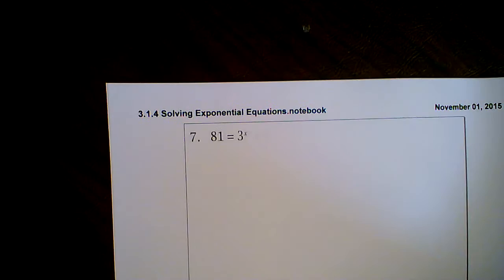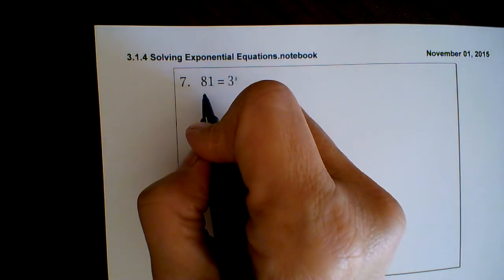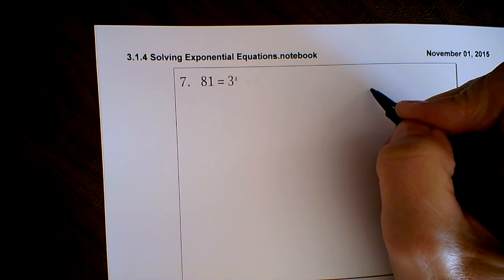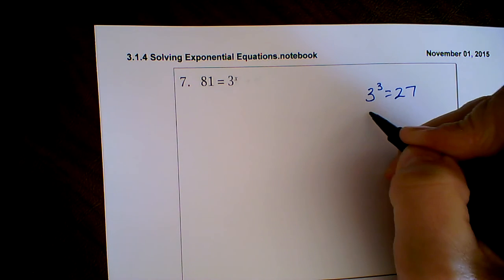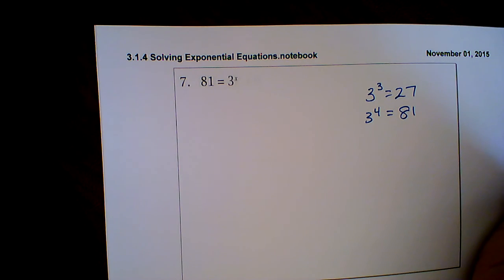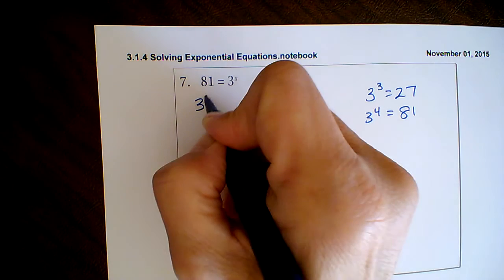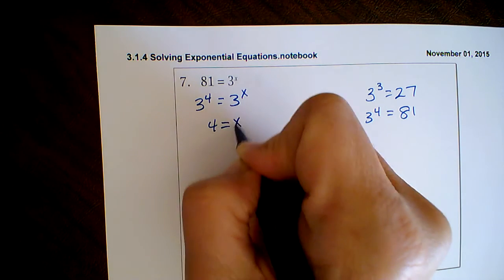Number 7. My base is 3. I need to write 81 so that it has a base of 3. So in our last example, we saw that 3 to the 3rd is 27. Let's try 3 to the 4th. There we go. That's going to give us 81. So 3 to the 4th is equal to 3 to the x. 4 equals x.